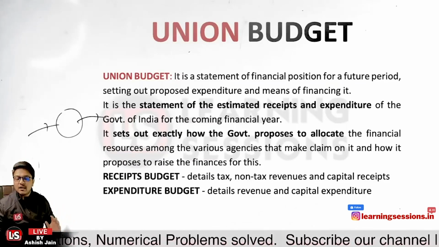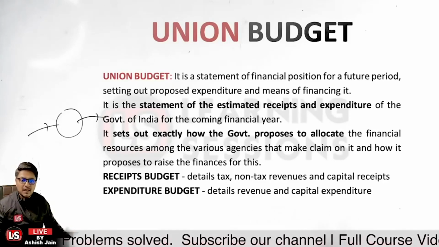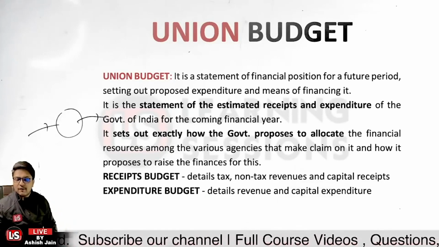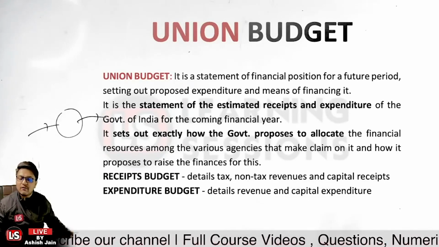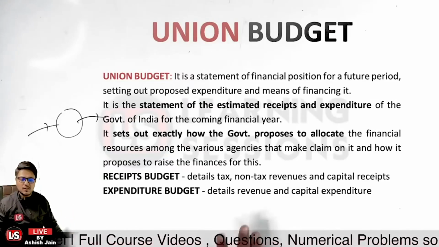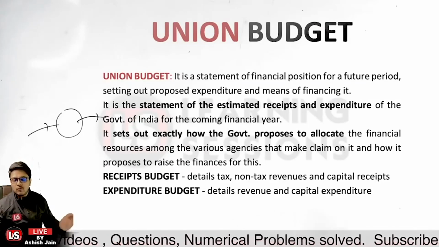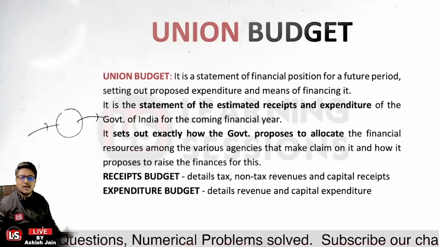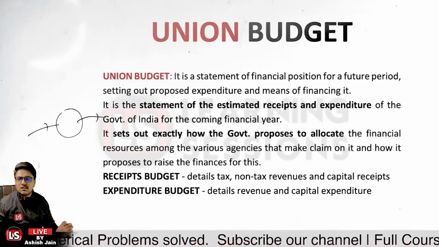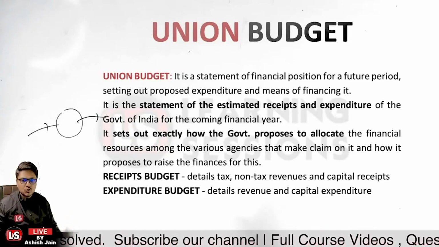That is what the government is proposing to invest in or further expand on, in different sectors, and from what different avenues the government is going to have the revenues. So we have components like the receipt budget and the expenditure budget. The receipt budget details tax revenue, non-tax revenue, and capital receipts. Now you must be confused about what tax income, non-tax income, and capital receipts are. We will be covering each and everything in detail, so do not worry about that.